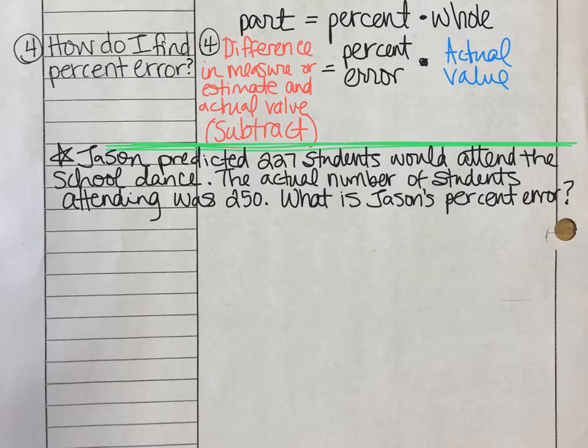Try this problem. Jason predicted 227 students would attend the school dance. The actual number of students attending was 250. What is Jason's percent error?